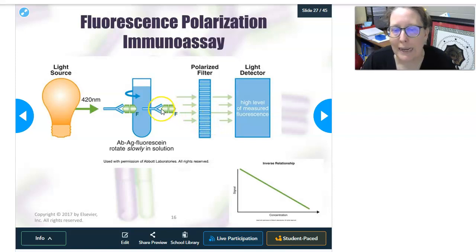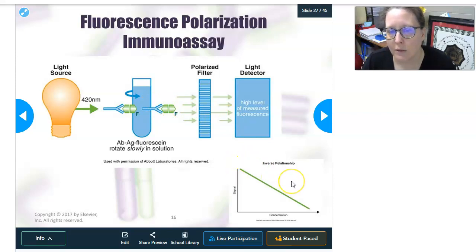Okay. And so if there was a high amount of the analyte in the solution, then a lot of these fluorescein label antigens will not be bound to antibodies and would actually be spinning so fast that the light would not be detected through the polarized filter, and you would have a very low signal. So, this is again inversely proportional, whereas the least amount of the analyte is present in the solution, the less of it is competing, and the more of these fluorescein antigen antibodies are created, the more light's emitted, so the stronger the signal.